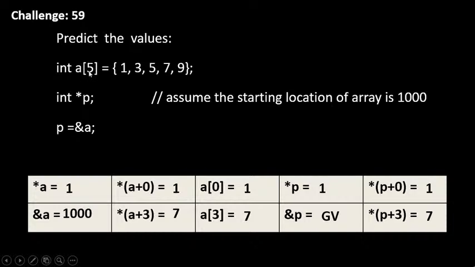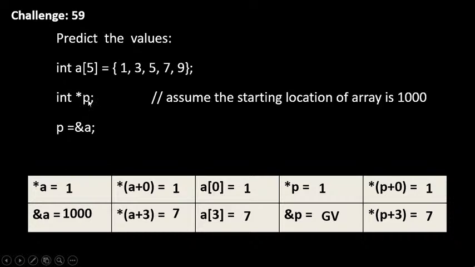A is an array of 5 elements. Okay, A is an array of 5 elements, right? So if you see, the first value of this array is 1. Okay, that is A of 0. Then A of 1 is 3, A of 2 is 5, A of 3 is 7, A of 4 is 9. Now what am I trying to print?